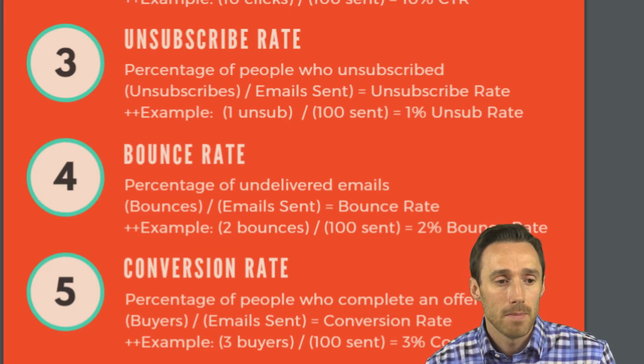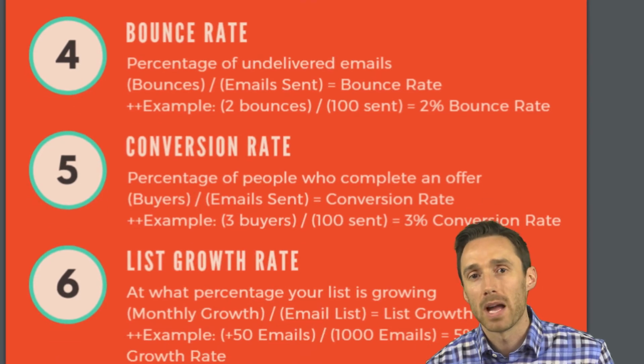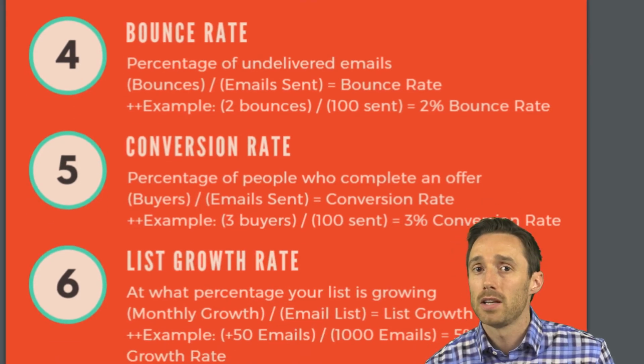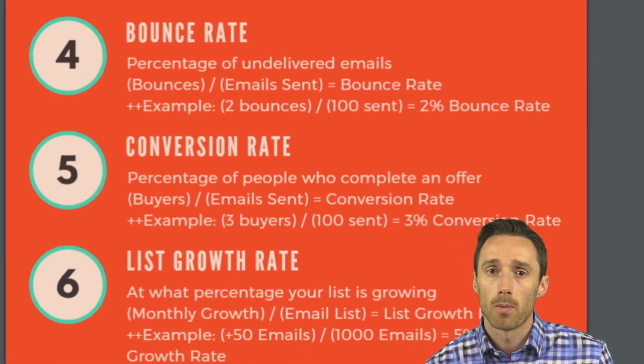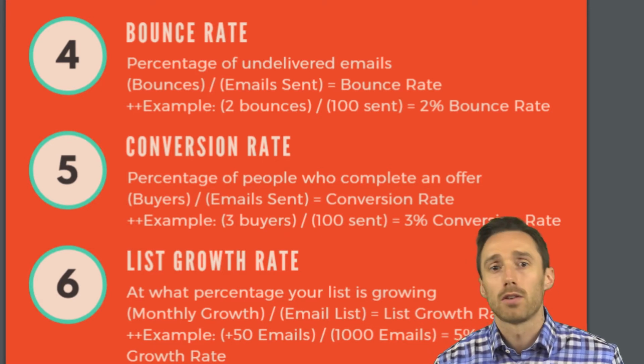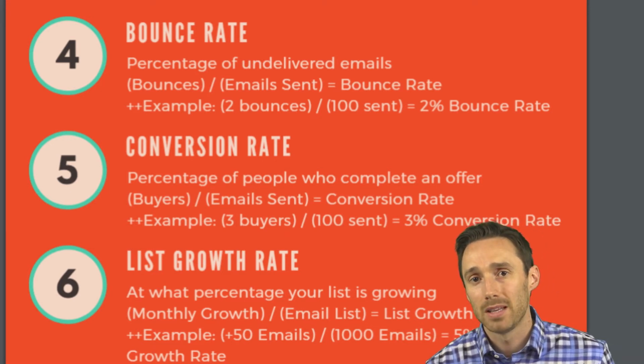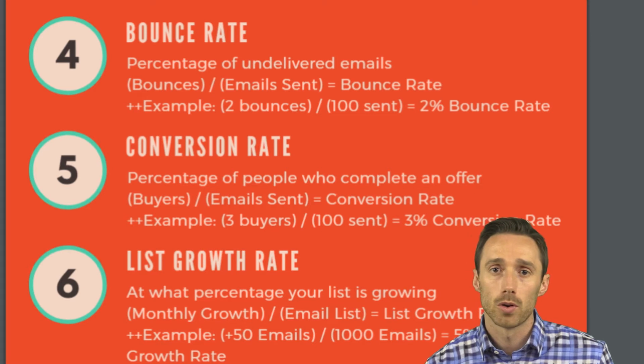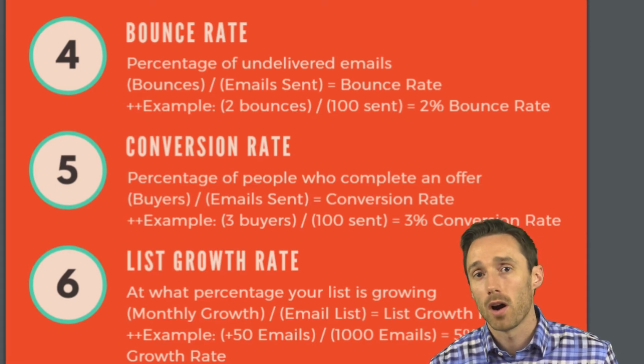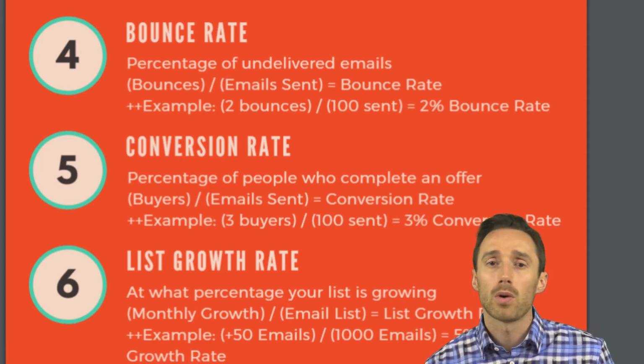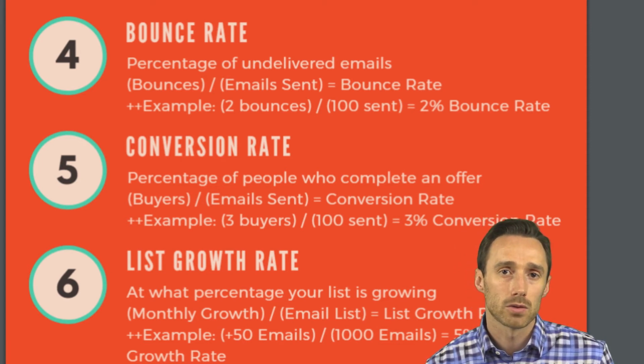The next metric is called bounce rate. This is the percentage of undelivered emails. So you send out an email, but for some reason it wasn't able to be delivered to the person who was supposed to receive it. If you send out 100 emails and 2 of them aren't deliverable, that will give you a 2% bounce rate.